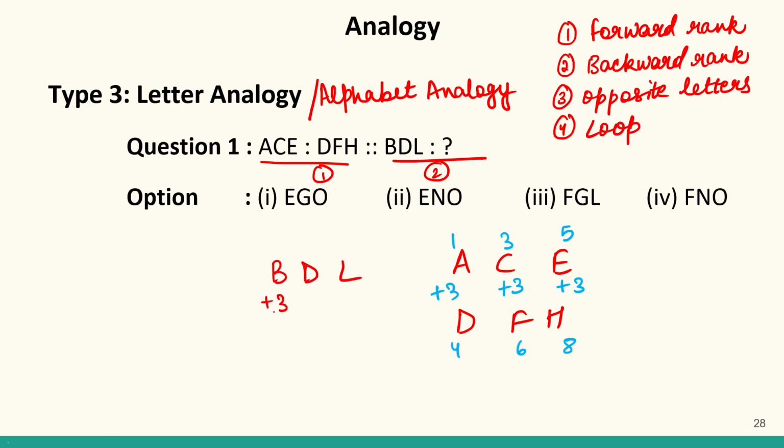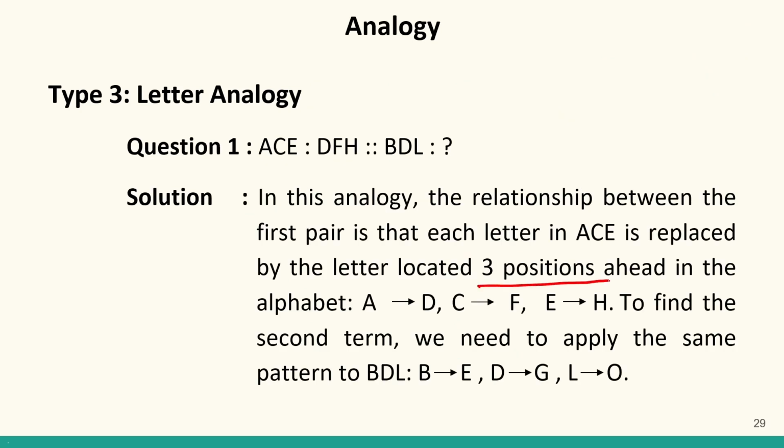BDL. If I move 3 positions forward from B, I'll get E. If I move 3 positions forward from D, I'll get G. And if I move 3 positions forward from L, I'll get O. So my answer will be option number 1, EGO. That is your correct answer. So here you can see we are moving 3 positions ahead.